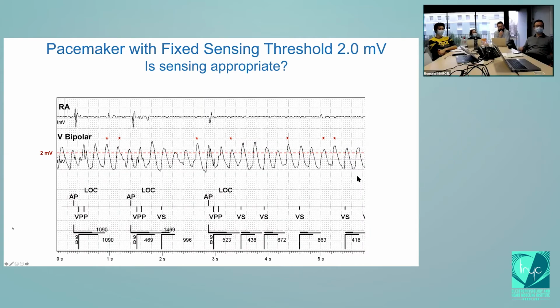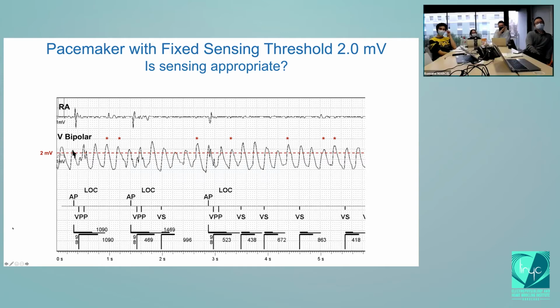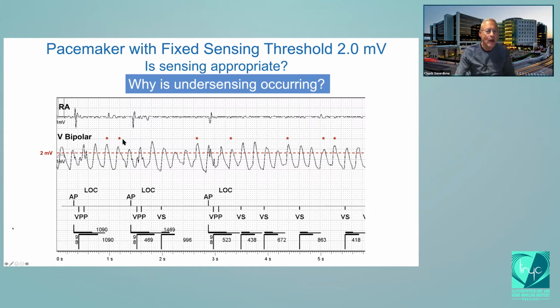Now let me ask you the interesting question. Why is it undersensing? Because the signals are, most of them are over the line, so I would expect them to be sensed if the threshold is so minimal. Yes, thank you. Exactly right.